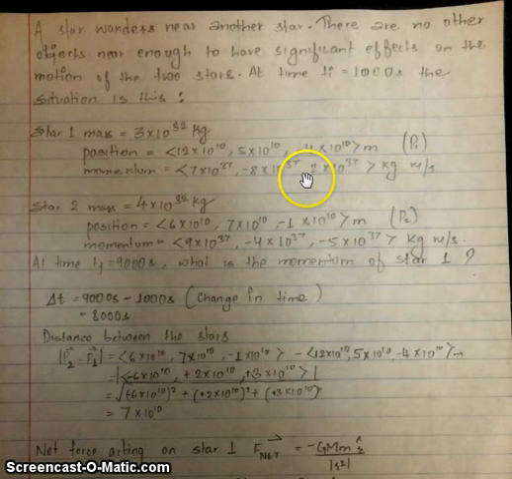Anyways, in this problem, we're going to find the momentum, or let's say the change in momentum, of a star. According to the problem, we have two stars revolving around each other. Obviously, there is a change of momentum at a certain instance where the time is 1000 seconds.